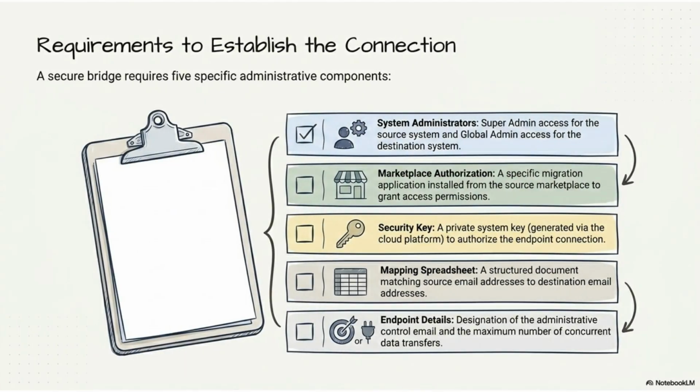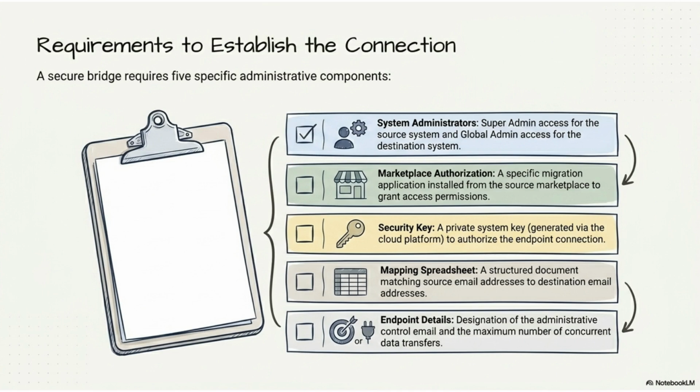Before the migration can begin, you need 5 specific things in place. First, administrator credentials, a super admin account on the Google side, and a global admin account on the Microsoft side. Second, you'll need to install the Microsoft 365 migration app from the Google Workspace Marketplace to grant the necessary API permissions. Third, for Gmail migration specifically, you'll need a JSON private key generated from a Google Cloud Platform service account. This is what authorizes the endpoint connection.